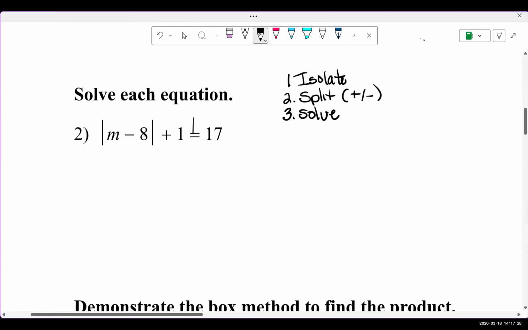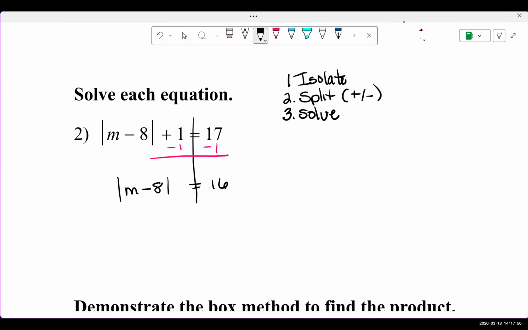Okay, let's practice solving an absolute value equation. So, step one is to isolate the absolute value. So, what number do I get rid of? I'm going to subtract 1 from both sides. So, I have absolute value of m minus 8 is equal to 16.